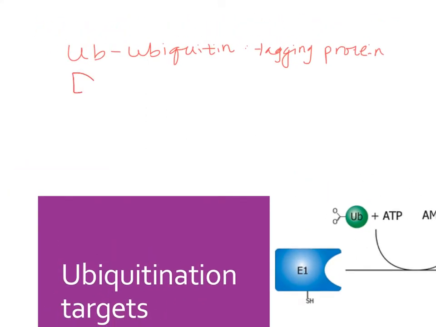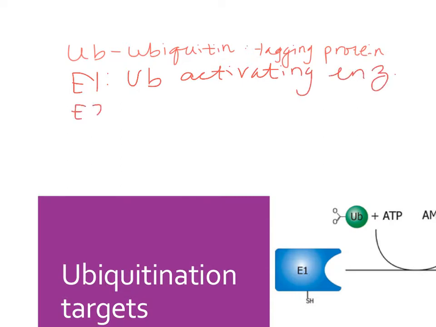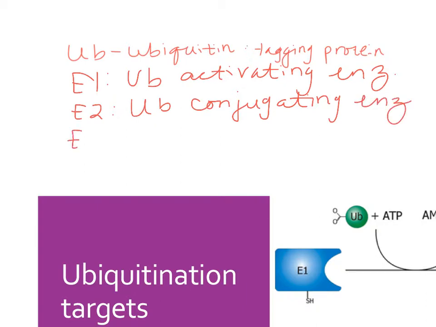Okay, and then we have E1, and E1 is the ubiquitin activating enzyme. So I'm just going to say UB for ubiquitin activating enzyme. E2 is the ubiquitin conjugating enzyme. And then E3 is the ubiquitin ligase.